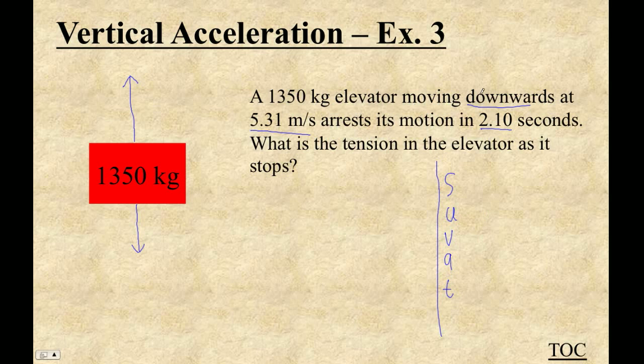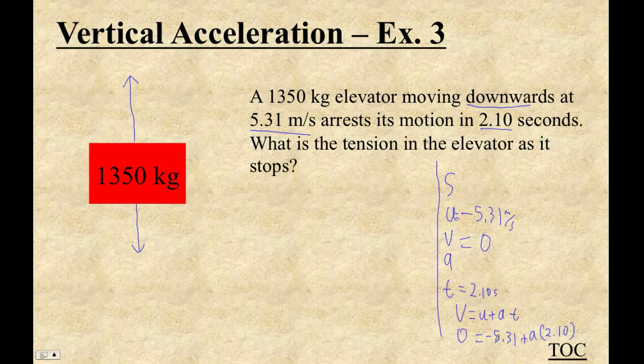Okay. It's moving downward. That's its initial velocity, negative 5.31. Its final velocity, since it's arrested, right, in police custody, is 0. The acceleration is what we want to find, and the time is 2.10 seconds, right? I think this calls for just using v equals u plus at, right? So 0 equals negative 5.31, right, plus a times, what is that guy? 2.10.